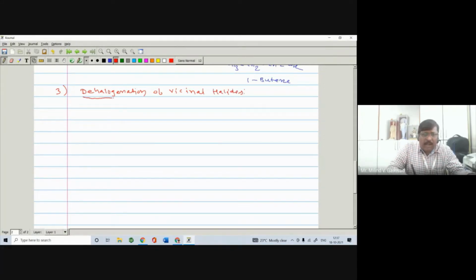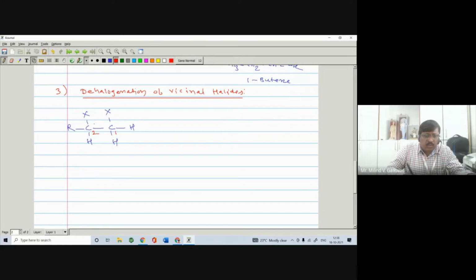Dehalogenation means removal of halogen from the vicinal halide, meaning the halogens are directly attached to adjacent carbon atoms. Here is a carbon, here is a carbon, and on these carbons there are two halogens. Suppose here is the X and also there is an X, and there is an H and also an H. Here we can write R, or you can also write H. Now this is your carbon number 1 and this is your carbon number 2.